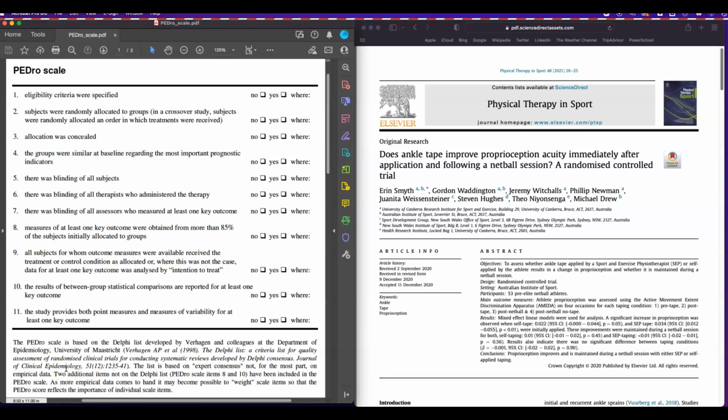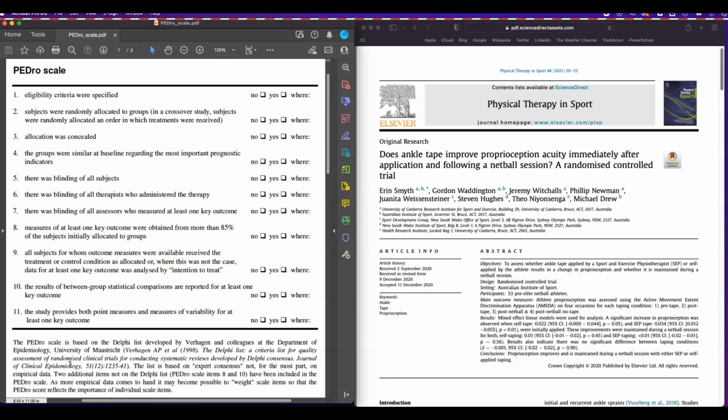Hello everyone, welcome to your online how-to lecture on using the PEDro scale to critically assess and appraise randomized control trials in the literature. This particular critical appraisal scale or checklist is only used to appraise randomized control trials.